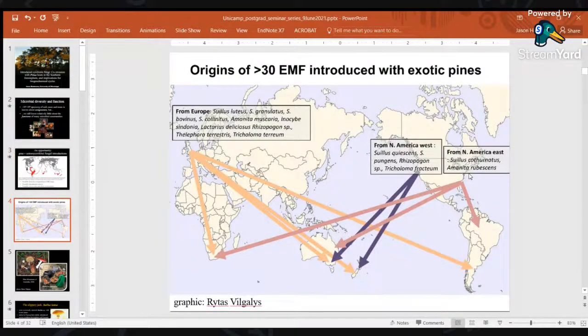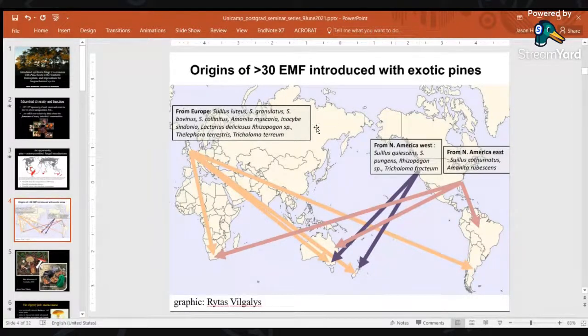Here is an image from Rytas Vilgalys, one of my collaborators on this work, that he put together, showing some of the diversity of where the fungi came from that have been introduced into the Southern Hemisphere. So from Europe, quite a few species, including four different species of Suillus, Amanita muscaria, the famous fly agaric mushroom.